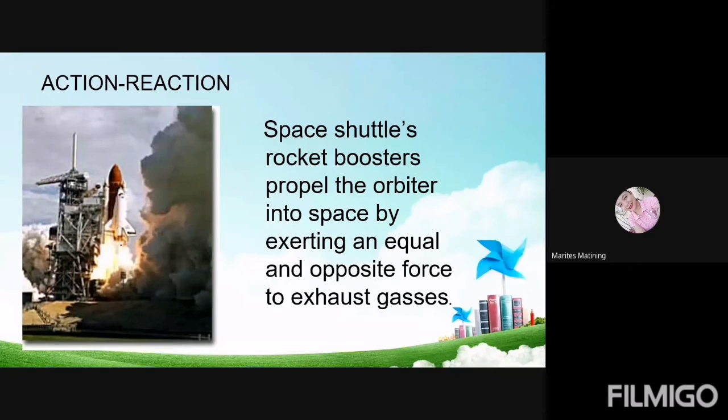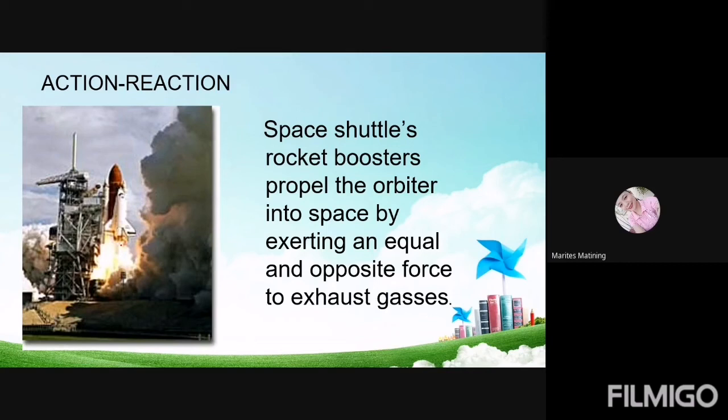Simon. Okay, yes, Simon. John, Simon. Ma'am, backward, ma'am. Backward yung paa. Pero ano yung movement ng katawan mo? Ma'am, forward. Pa-forward, ma'am. Pa-forward. Very good. So that's the application of the law of interaction habang kayo ay naglalakad.